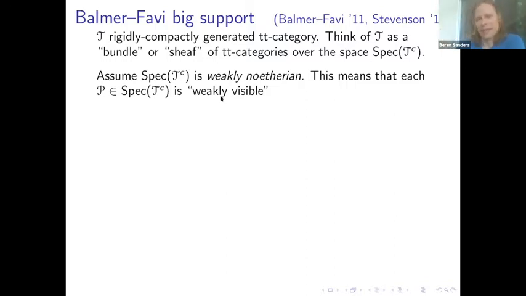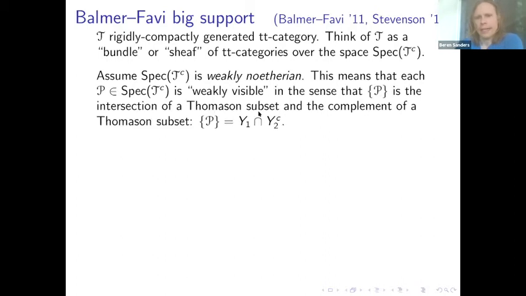What does that mean? Well, by definition, a point is weakly visible if the singleton set consisting of that point can be realized as the intersection of a Thomason subset and the complement of a Thomason subset. So there exists a Thomason subset and the complement of a Thomason subset that, if we intersect them together, we single out the point P. If that's the case, we say that the point P is weakly visible. And if every point is weakly visible, we say that the space is weakly Noetherian.